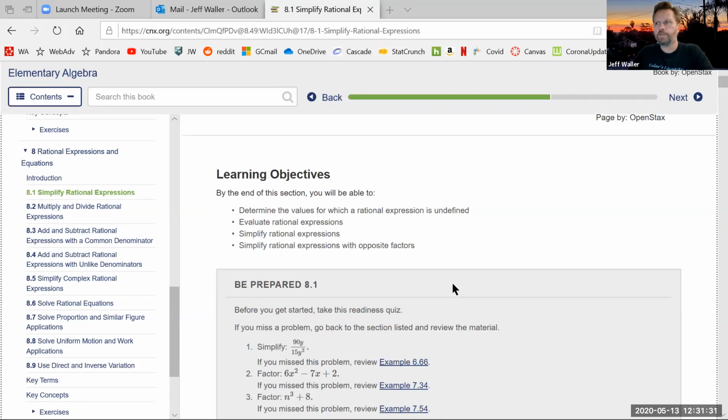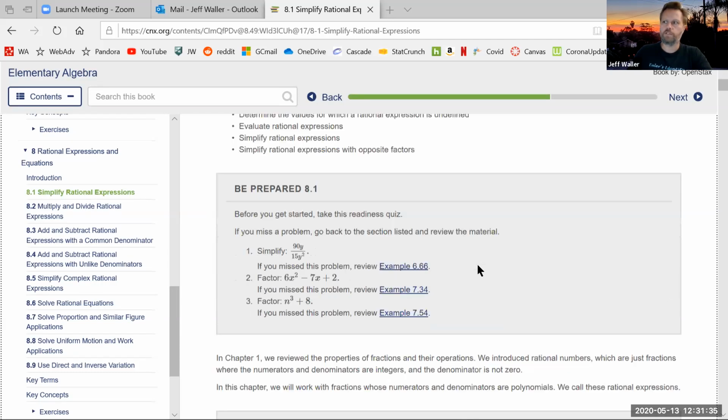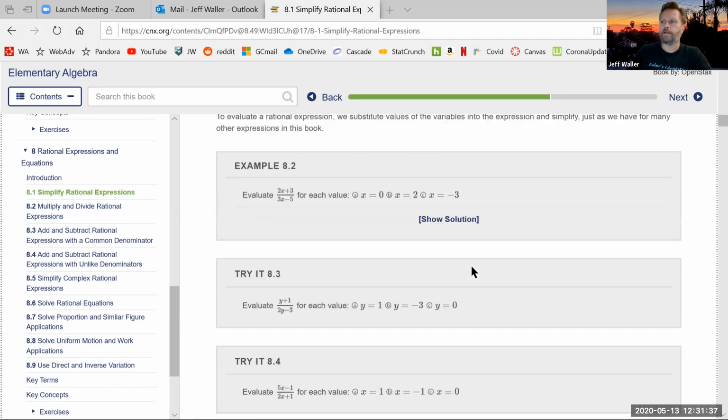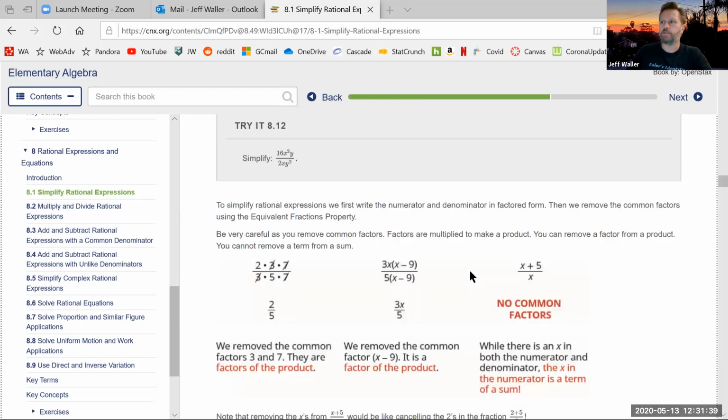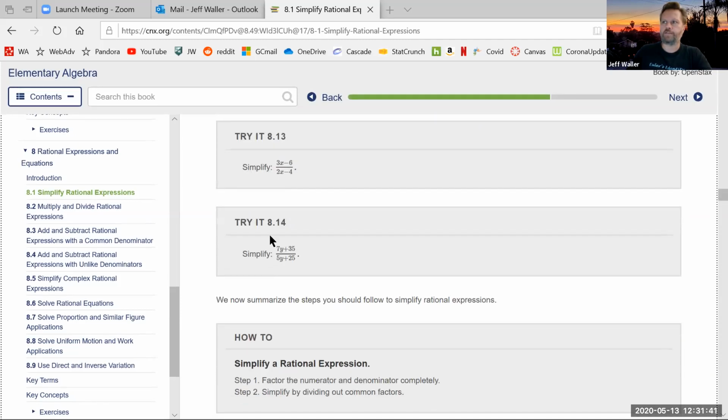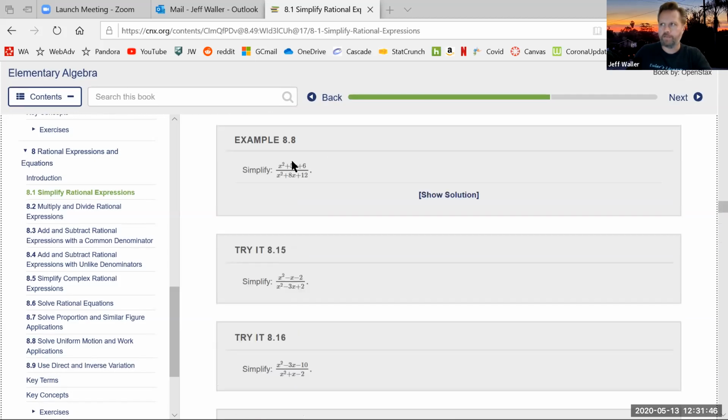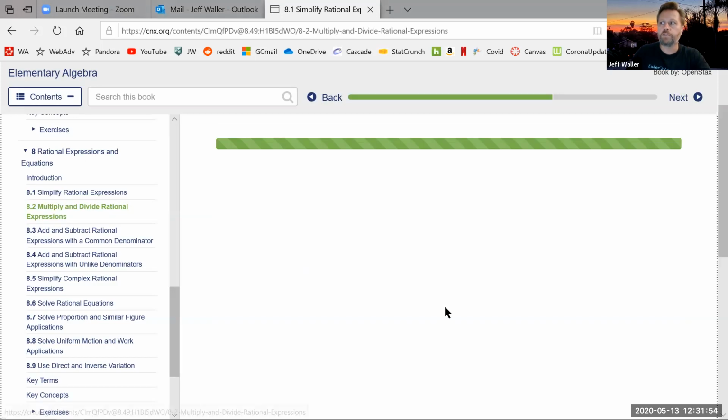So the quiz tomorrow is going to be on section 8.1, which is stuff like, let me get you some good problems. Yeah, this kind of stuff. Simplifying rational expressions, right? We have to factor everything and see what cancels, right? You guys with me?